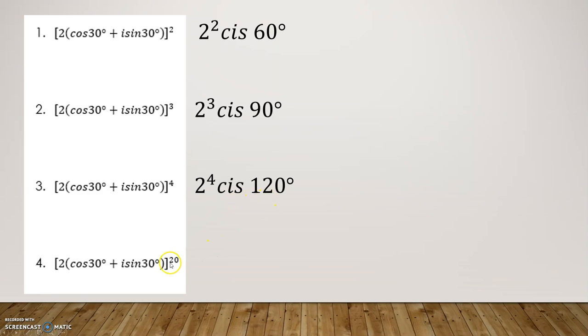We can do the exact same idea with the 20. Hopefully you're picking up on a pattern here. Essentially, this becomes the exponent for the 2, so you have 2 to the 20th. And since the angles are multiplying by itself, we're essentially adding 30 to itself 20 times. So that's why we can do 30 degrees times 20, or 600 degrees.